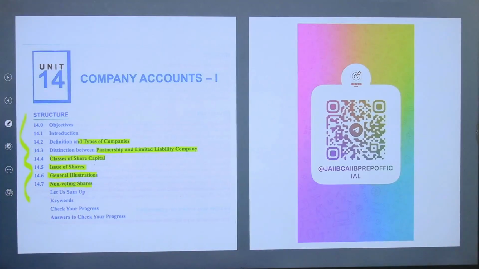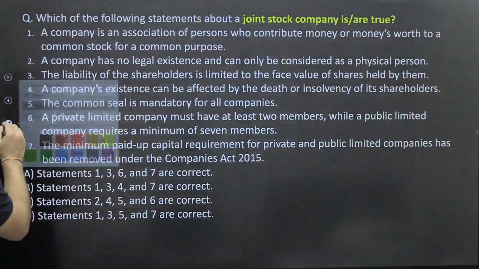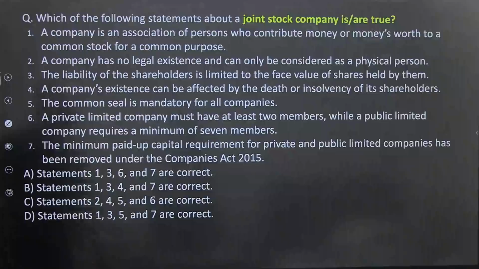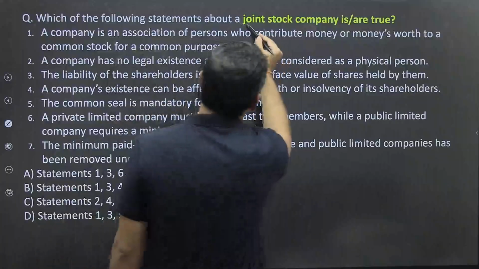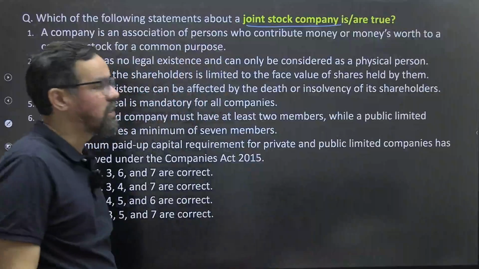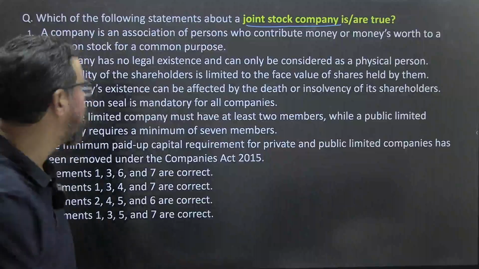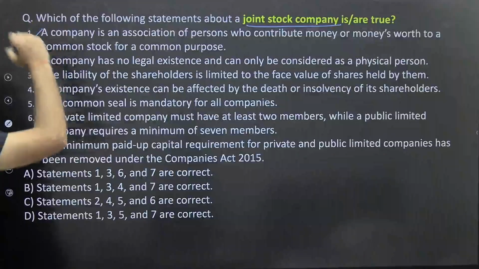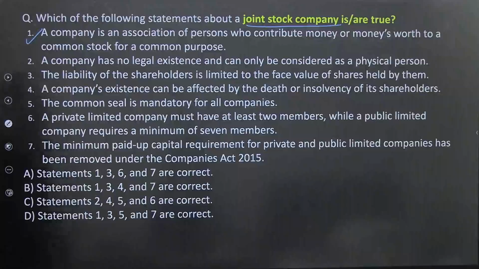Then features of a company are also there. That is not given in this particular one, but it should be part of this also. Okay? So these things are given in this case. Which of the following statements about a joint stock company are true? These are the features of a joint stock company. A company is an association of persons who contribute money or money's worth to a common stock for a common purpose, as per section 2(20) of the Companies Act 2013.